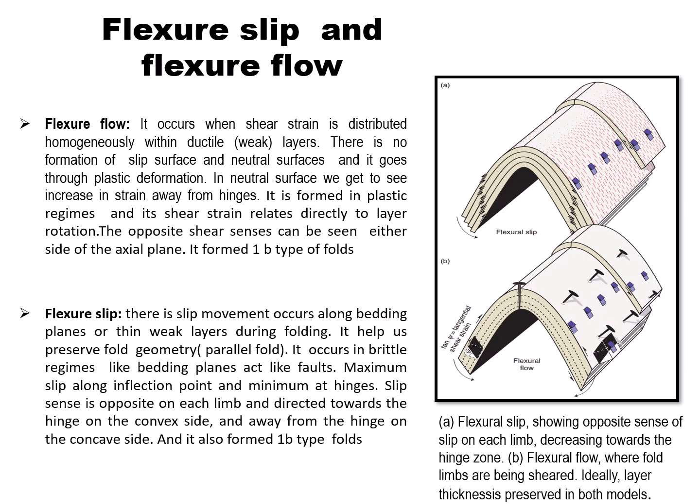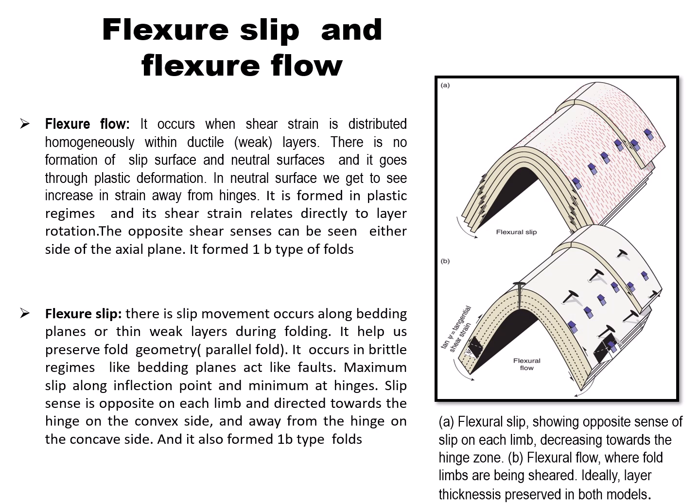If we talk about the flexural slip and flexural flow models, two important kinematic folding models are flexural slip and flexural flow. Flexural flow occurs in the ductile layers where shear strain is distributed continuously through the fold limbs. No distinct slip surfaces or neutral surfaces can be seen, and shear strain increases with limb rotation and dip angle, also resulting in class 1B folds.